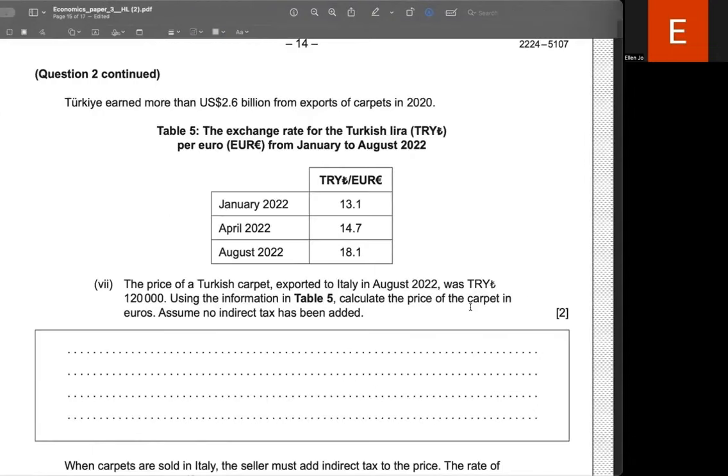Next, the price of a Turkish carpet exported to Italy in August 2022 was 120,000 Turkish lira. Using the information in table 5, calculate the price of the carpet in euros. Assume no indirect tax has been added. To get the value, you use the data given. First, the price in Turkish lira is converted using the exchange rate with the euro in August 22. So you divide one by the other, and you get the value.